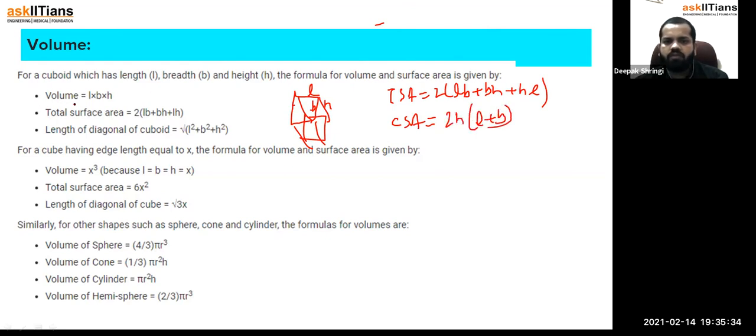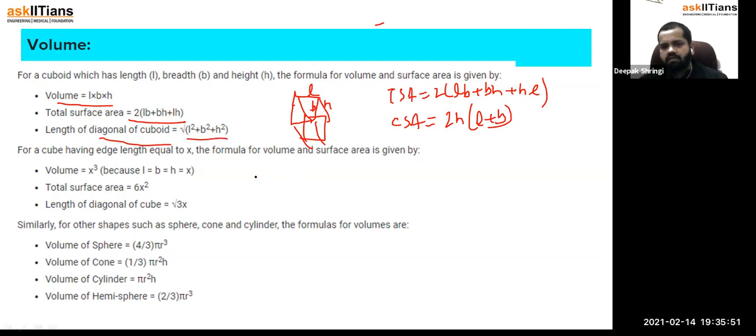You need to find out the volume. The volume is LBH. The length of the diagonal of a cuboid is under root of L square plus B square plus H square, right?